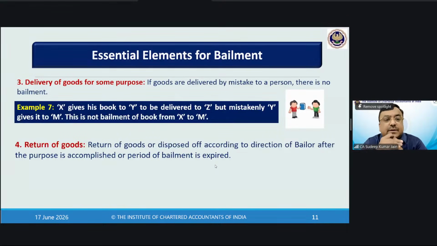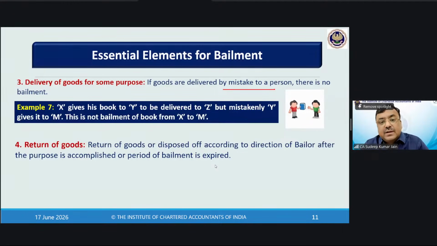Next point, delivery of goods for some purpose, for reading purpose, for repair purpose, whatever it may be. If goods are delivered by mistake, गलती से चले गए, there is no bailment. X gives his book to Y to be delivered to Z, but mistakenly Y gives it to M. So this is not a bailment from X to M. X ने बुक दी Y को कि भैया आप Z को दे देना, गलती से Y ने M को दे दी, तो ये bailment नहीं माना जाएगा.